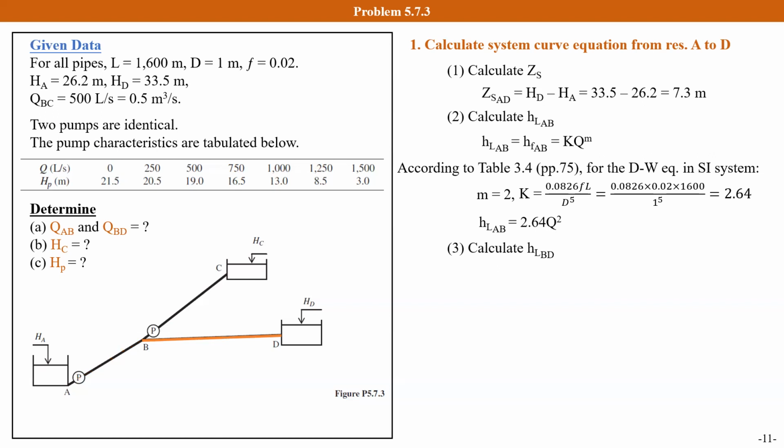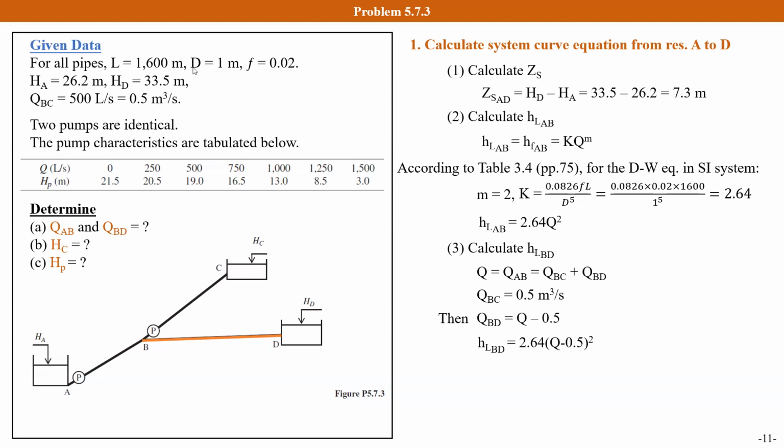The next step is to calculate the head loss between junction B and reservoir D. Because the flow rate in pipe AB is the total flow rate, it equals the flow rate in pipeline BC plus the flow rate in pipeline BD. Because we already know the flow rate in pipe BC equals 0.5, the flow rate in pipe BD can be represented by Q minus 0.5.